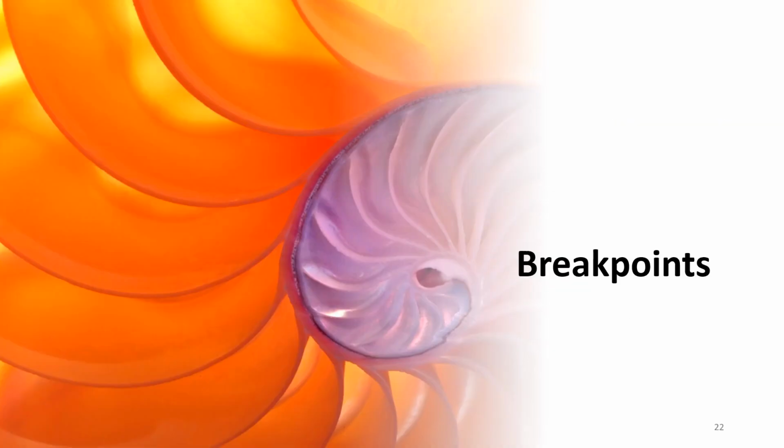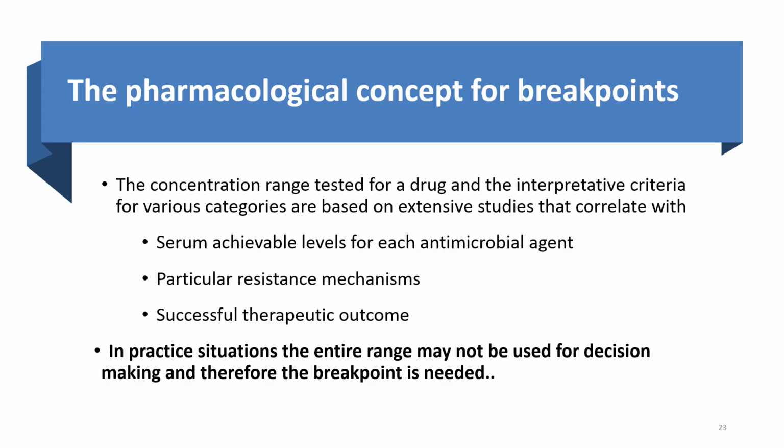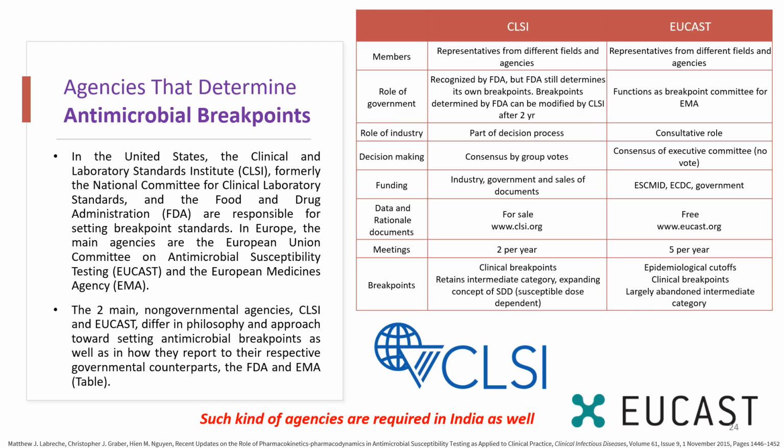Now, how are these breakpoints derived? The breakpoints are derived from serum achievable levels for each antimicrobial agent, from a particular resistance mechanism and successful therapeutic outcomes. In practical situations, the entire range of MICs may not be used for decision making, and therefore breakpoints are required to interpret the MICs as sensitive, intermediate, or resistant. These breakpoints are given by organizations like CLSI and EUCAST. CLSI stands for Clinical and Laboratory Standards Institute, while EUCAST stands for the European Committee on Antimicrobial Susceptibility Testing.